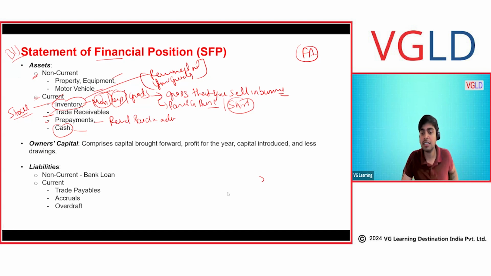Divyam is saying stock is a kind of stored thing. Inventory is moving, meaning it has outflow and inflow. Yes, we will learn this, Divyam. We'll learn this. Owner's capital.